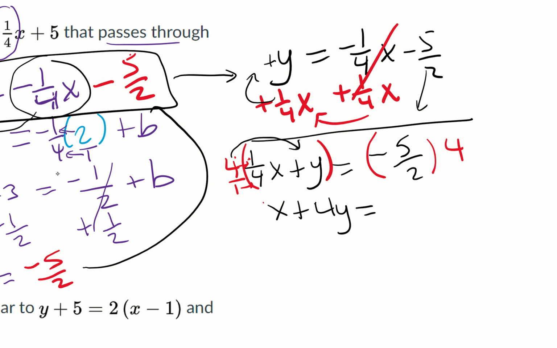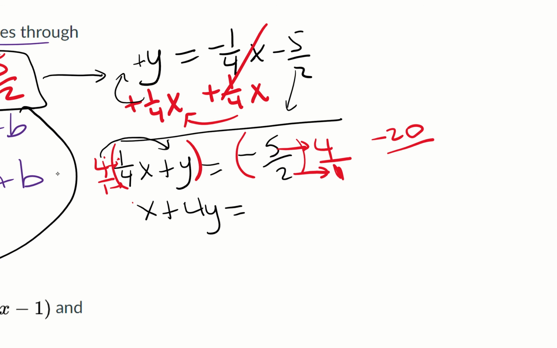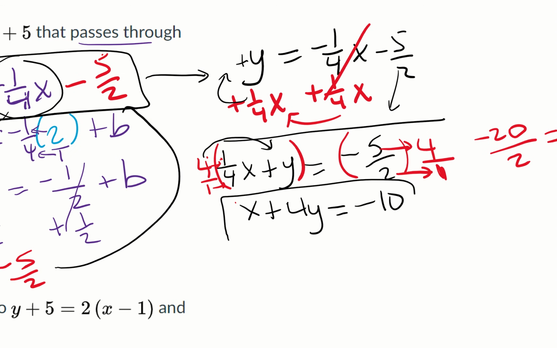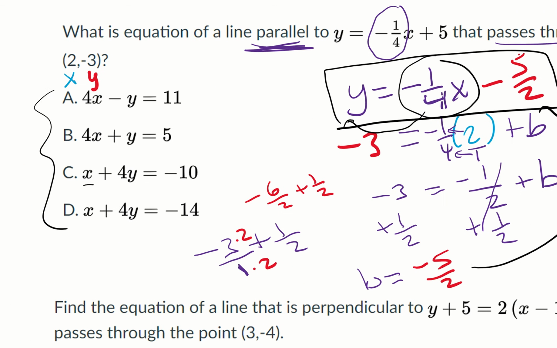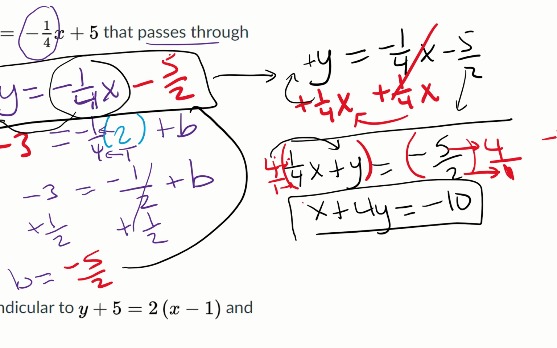All right, what about the right-hand side? This one is over an invisible 1, multiply straight across. So you get negative 20 over 2. Negative 20 divided by 2 is negative 10. All right, so this is what we have. Does it match up with one of the answers? Let's see. If not, we have to manipulate it more. Yes, it does. It matches up. x plus 4y equals negative 10. So see, even though we got the answer before, we had to manipulate it a little bit.